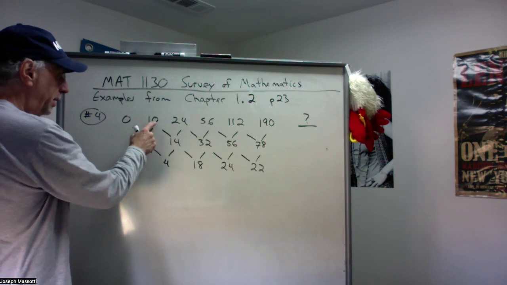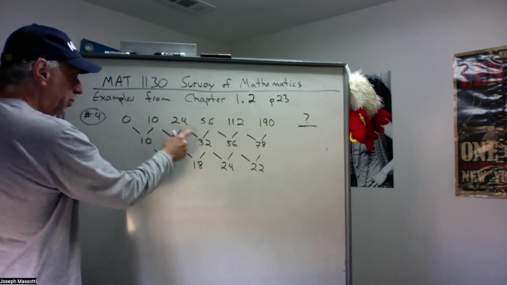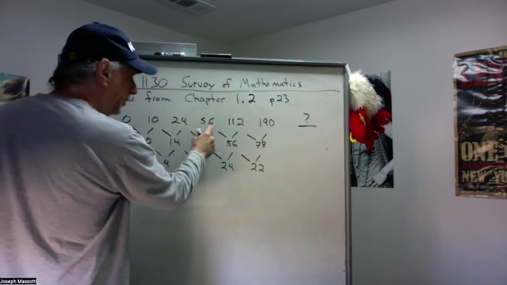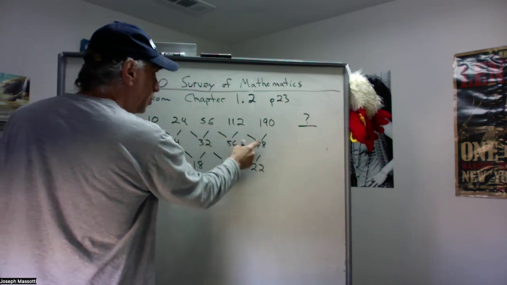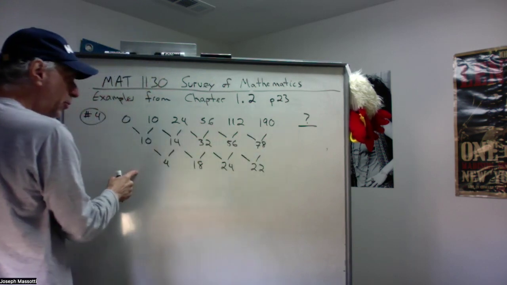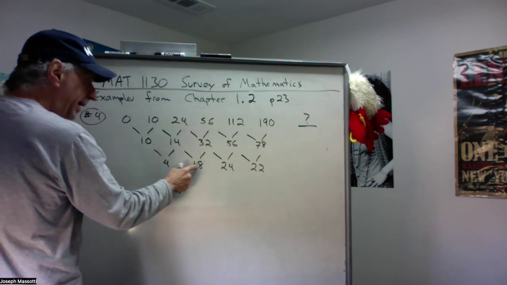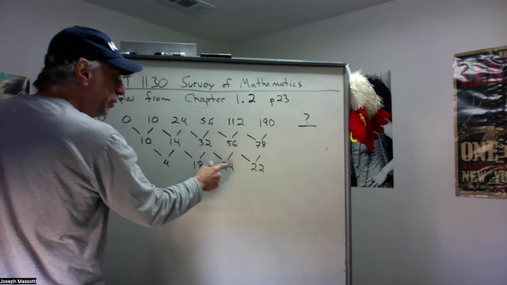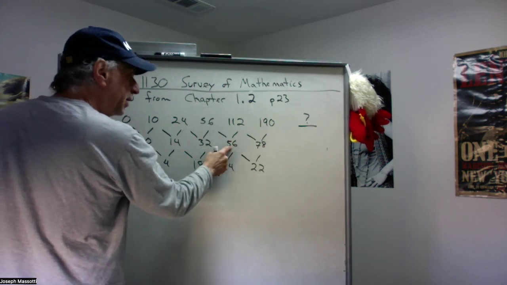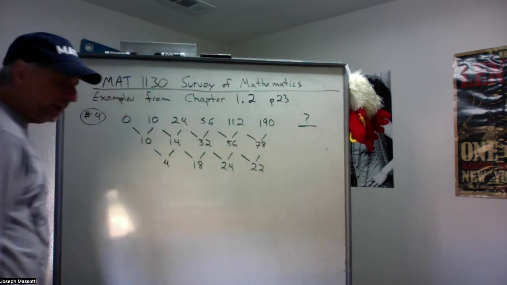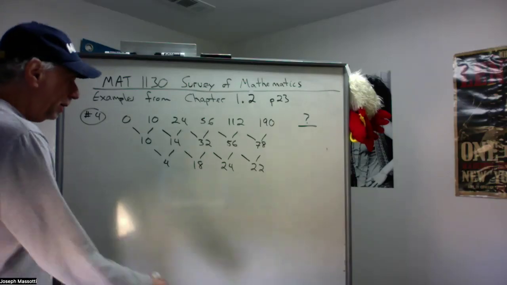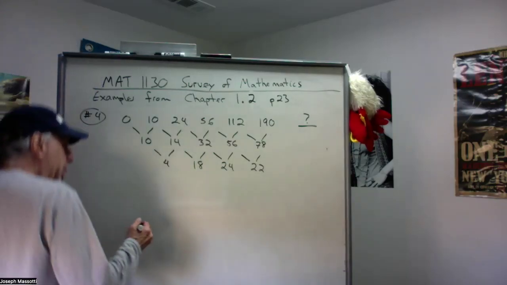0 plus 10, 10 plus 14 is 24, 24 plus 32 is 56, 56 plus 56 is 112, 112 plus 78 is 190. So we know we got that row right. 10 plus 4 is 14, 14 plus 18 is 32, 32 plus 24 is 56, 56 plus 22 is 78. All right, everything's right so far, even though it looks a little intimidating. Keep going. We just keep going.